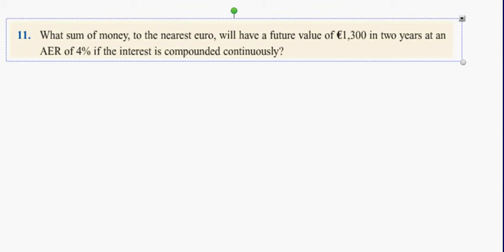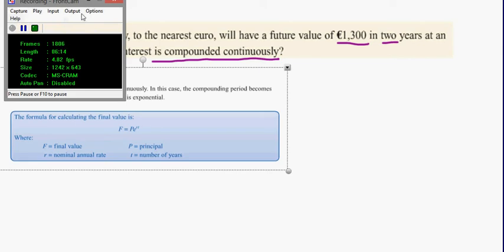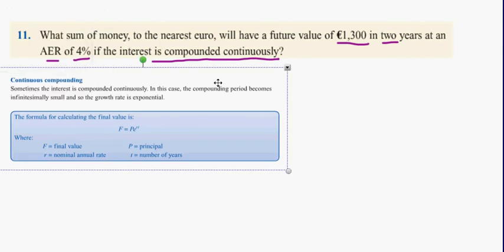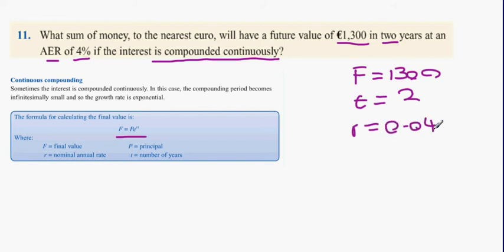What sum of money, to the nearest euro, will have a future value of 1,300 in 2 years at an AER of 4% if the interest is compounded continuously? So if it's compounded continuously, we're going to be using this formula here. Our F value is 1,300, our T value equals 2, our R value equals 0.04, and what we're looking to find out is our P value.